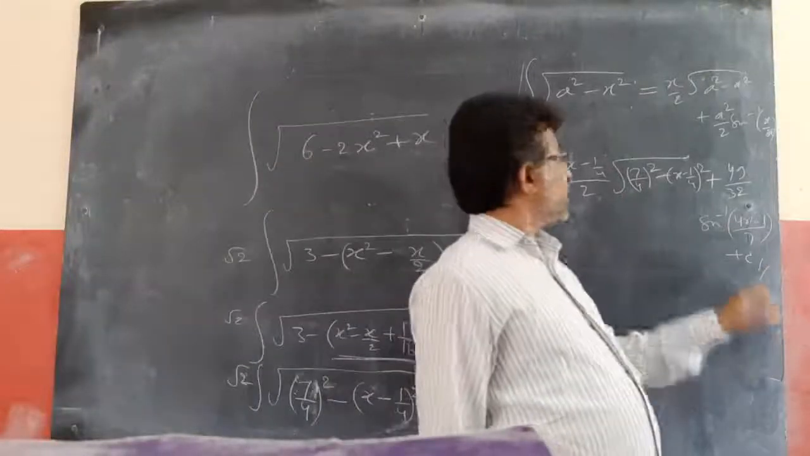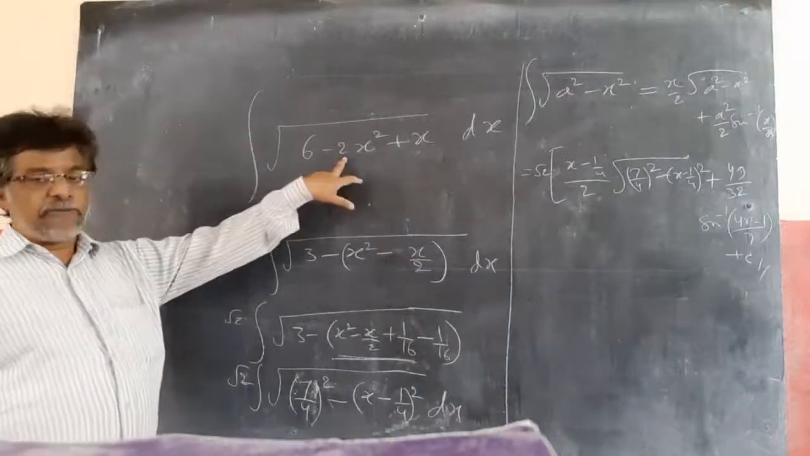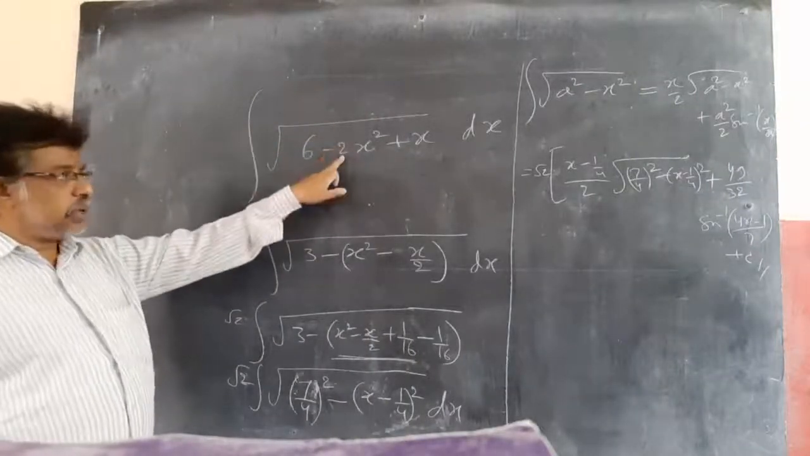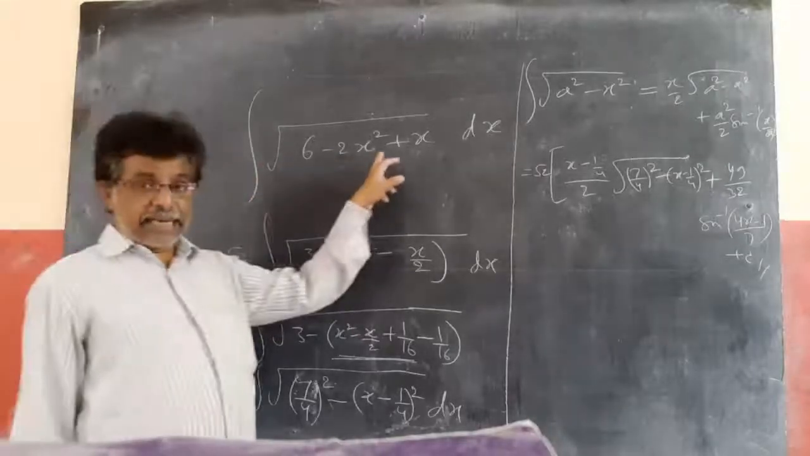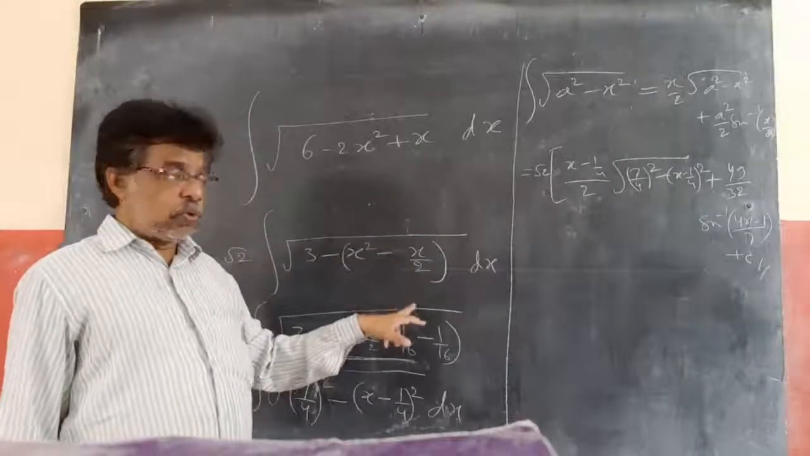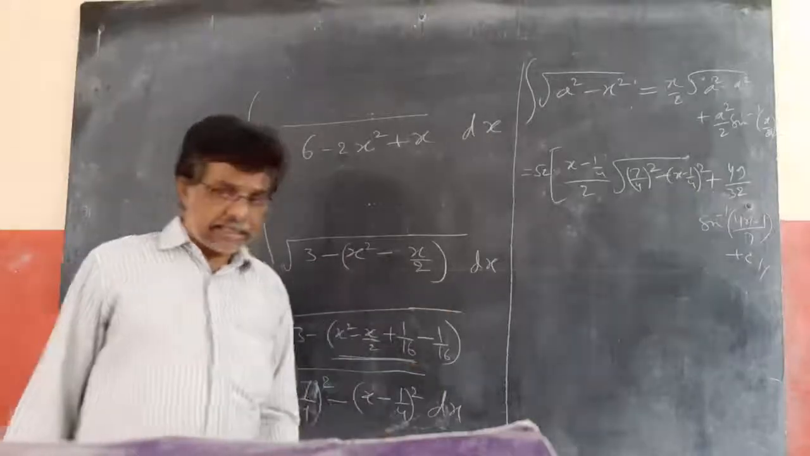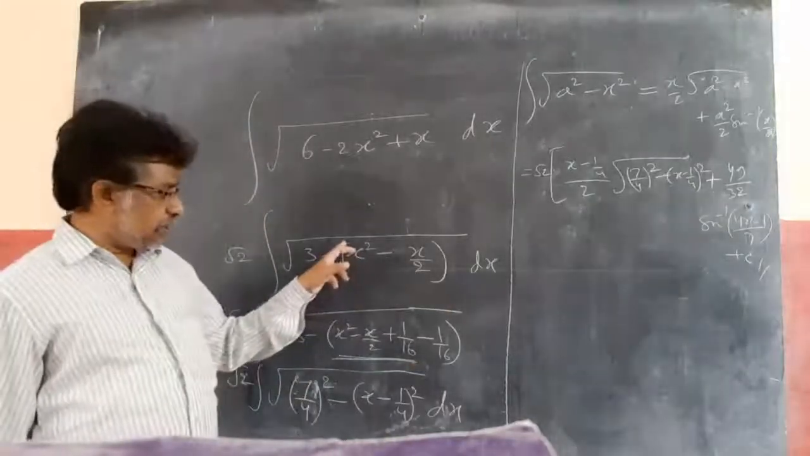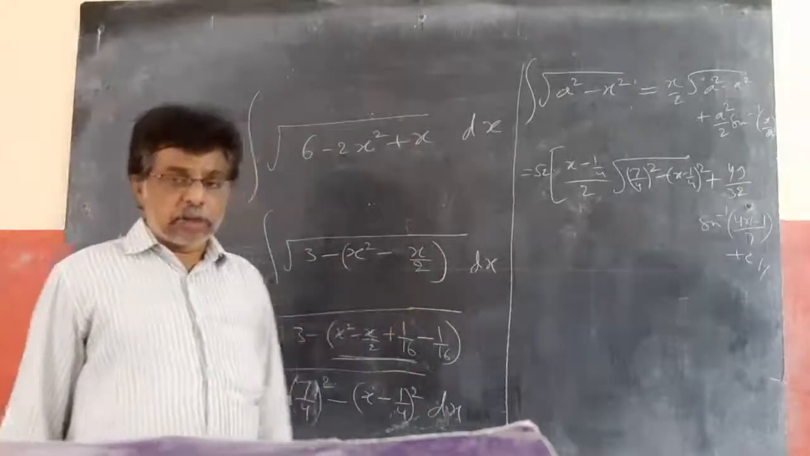I am repeating again. First of all, the x square coefficient should be 1, so I am taking 2 common, root 2 outside. This becomes 3 minus x square plus x by 2. Now I am taking minus common from these two, so that is x square minus x by 2, because the x square coefficient should always be plus 1, I told. Now this is a minus b whole square. I need to complete the square.